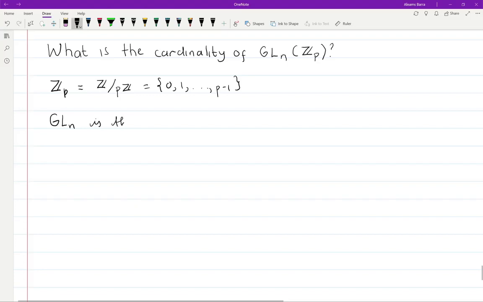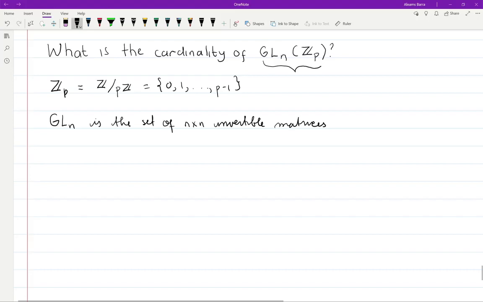And GLN is the set of n by n invertible matrices. So when we write down GLN ZP, it means the set of n by n invertible matrices where all the entries are coming from the integer modulo P. Okay, so I hope it's clear what this set is.